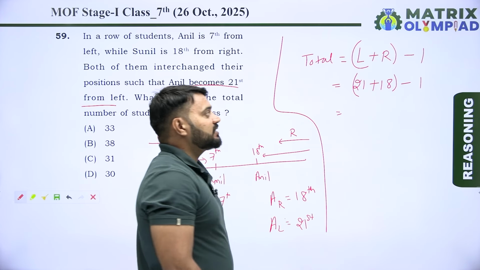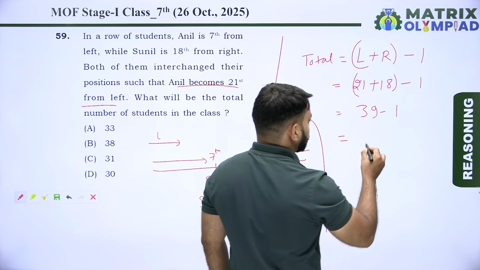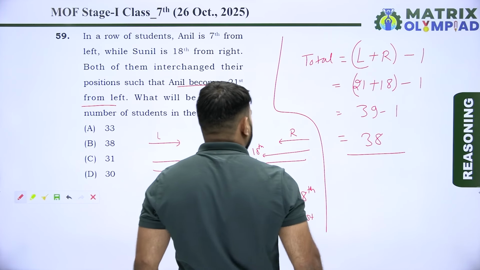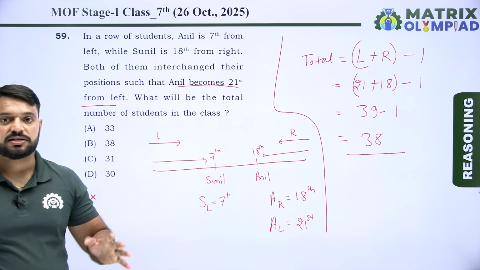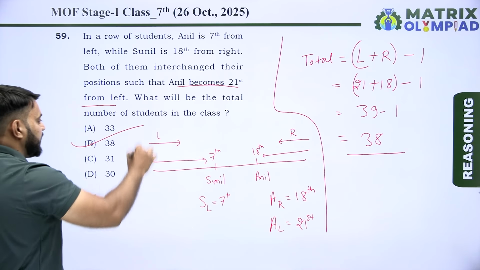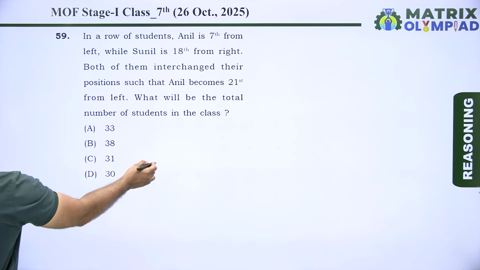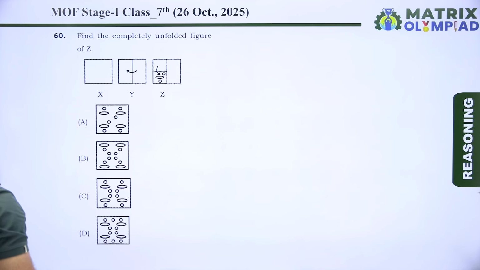So 21 plus 18, it means 39 minus 1. 39 minus 1, it means 38. So there are 38 students in this class. So here option B is the correct answer of this question. Let's move on to the next question. So now next question is question number 60.